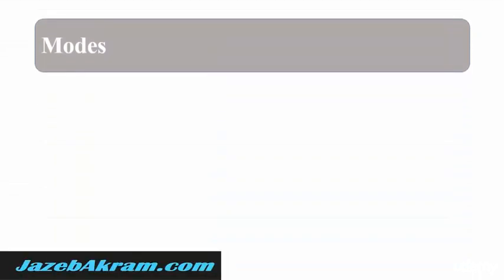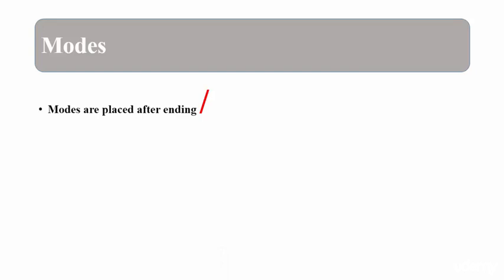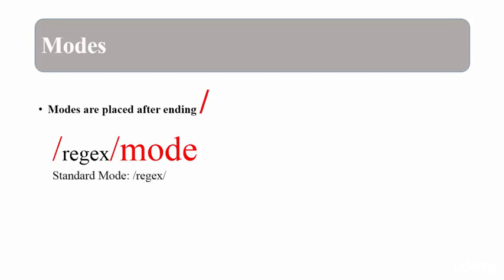Now here is something more to come in regex syntax, and that is modes. We put modes at the ending of our forward slash. For example, if you have a regular expression of regex, then your mode will be at the ending of your forward slash, right at the end. We have many modes. For example, we have standard mode, in which we don't write anything at all after the ending forward slash. This is called our standard mode.